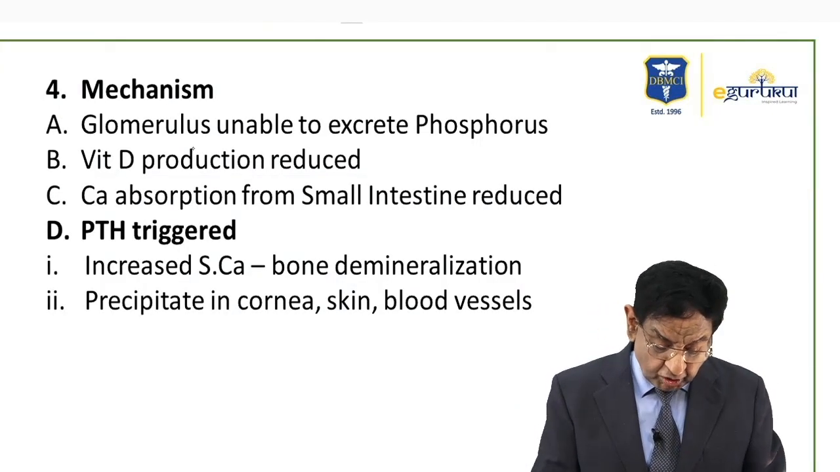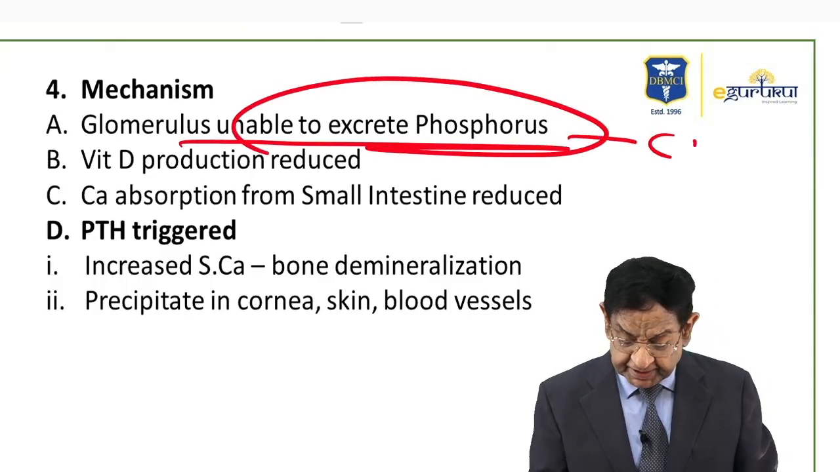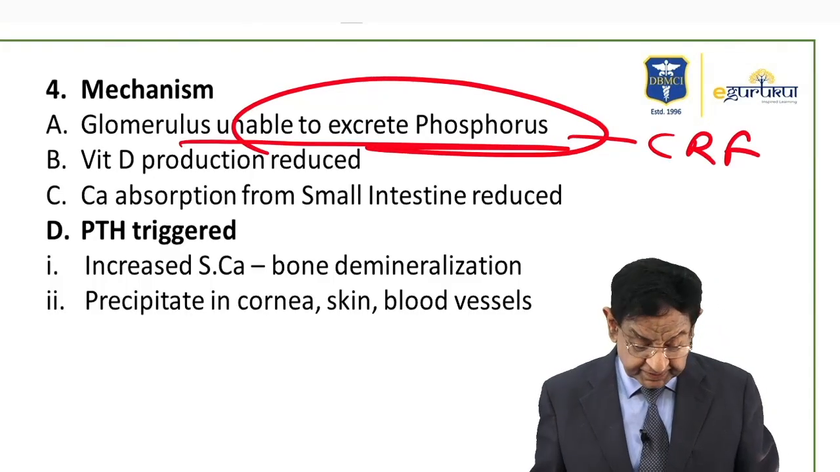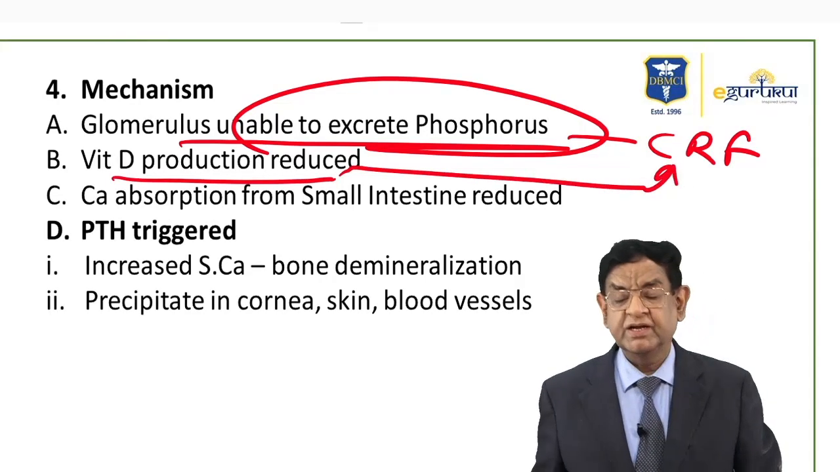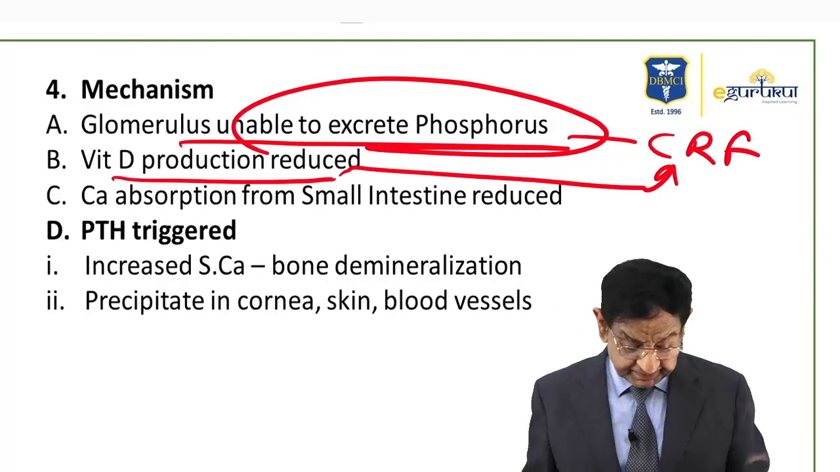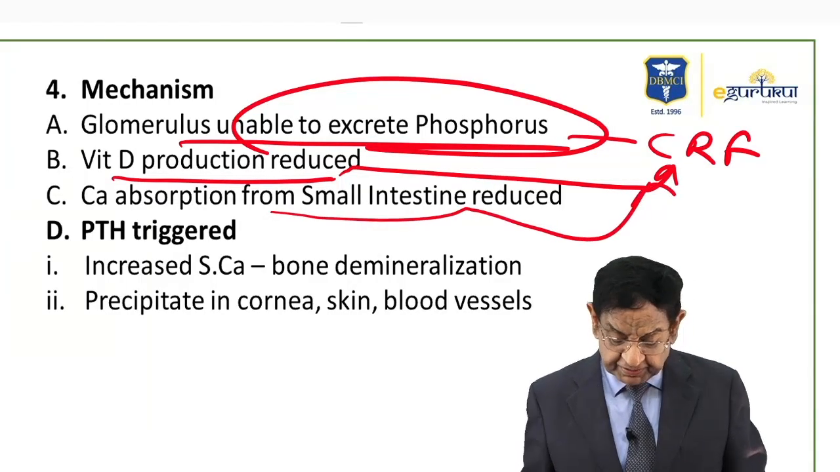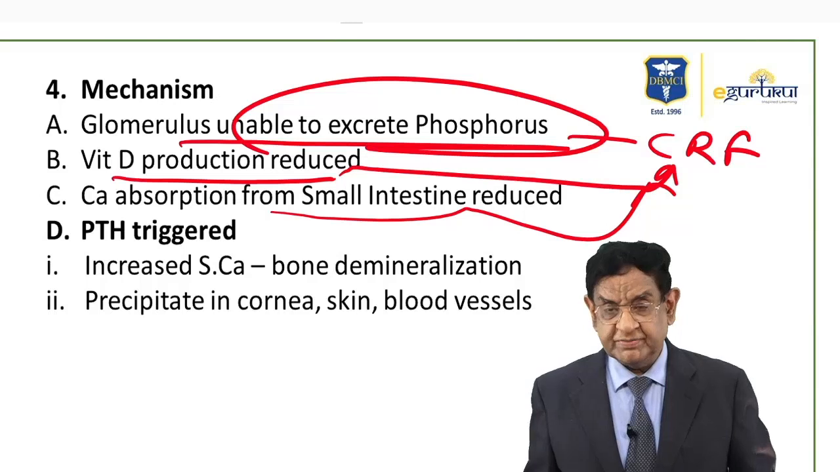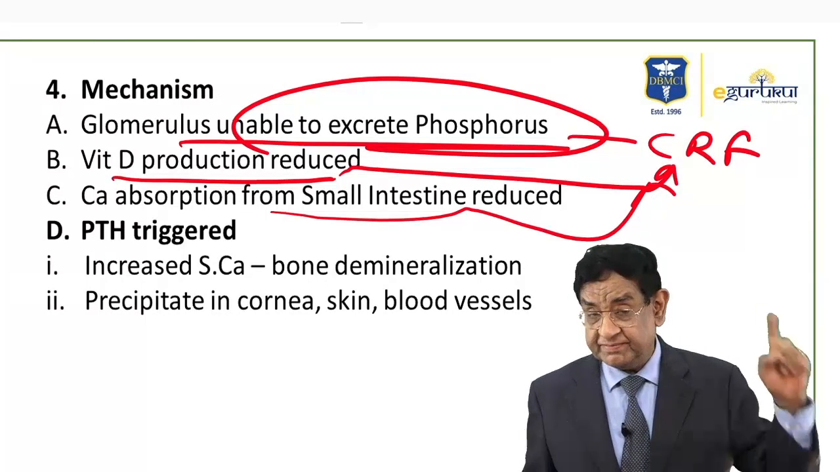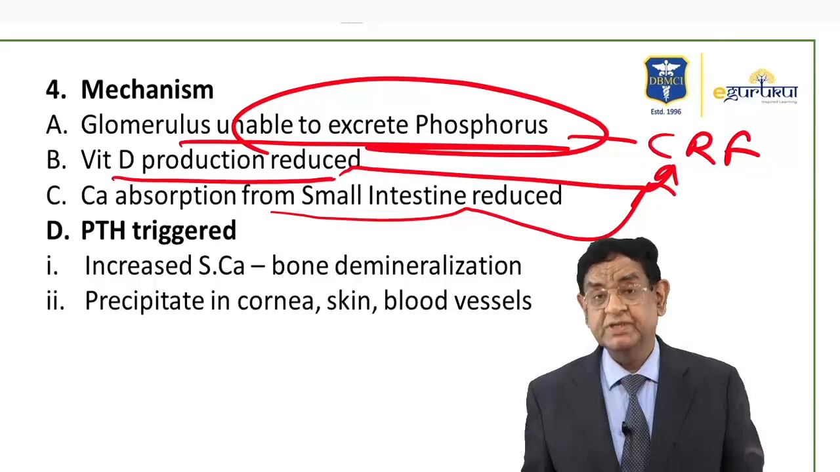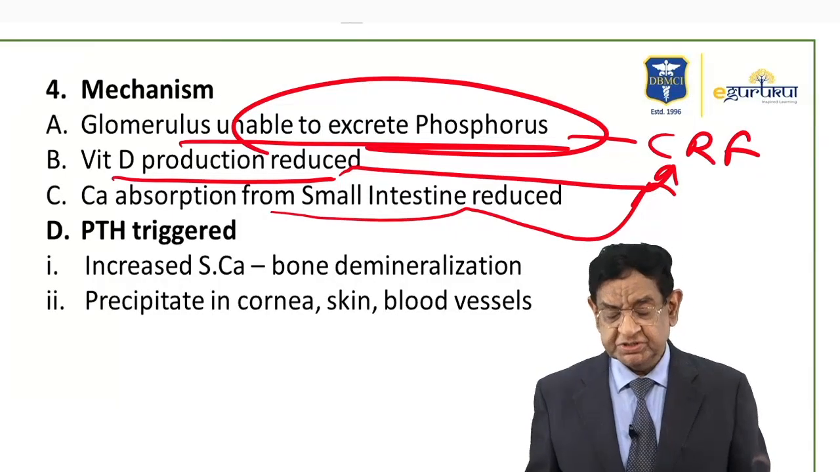However, glomerulus are not able to excrete phosphorus. This happens in chronic renal failure. Vitamin D production is reduced. This is seen again in chronic renal failure. Calcium absorption from the GIT is reduced again due to uremia, which can lead to reduced absorption in the small intestine, as well as there is vitamin D deficiency also. They all lead to reduced calcium and phosphate absorption from the GIT.